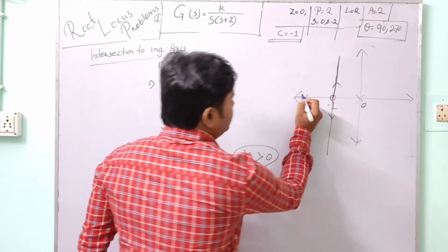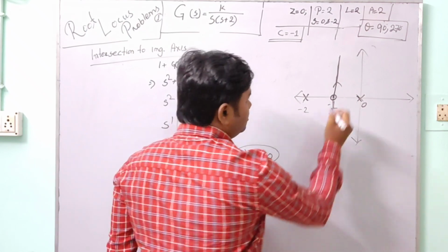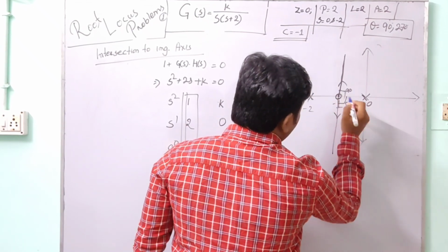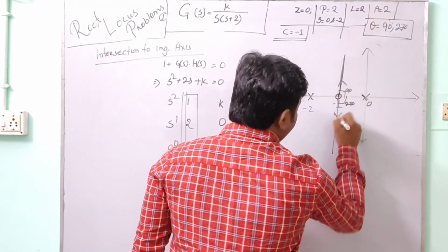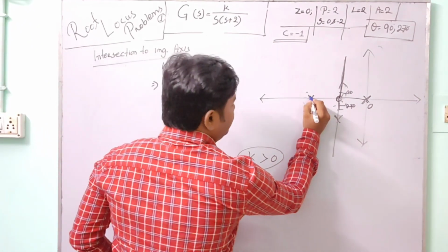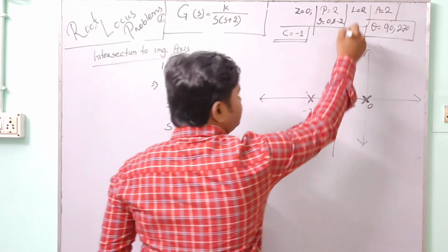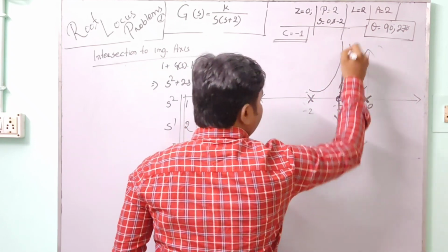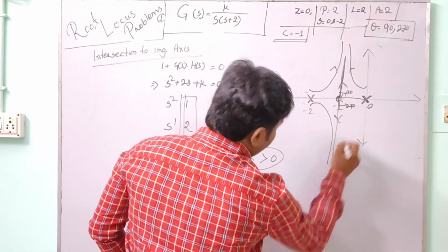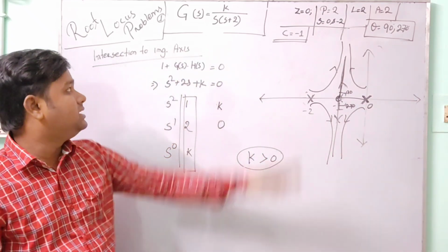So the graph will start at the poles. This is the center of asymptote, the angle of asymptote is 90 degree and 270 degree, and this is the breakaway point. By doing this problem, we have concluded that the starting points are at s is equal to minus 2 and s is equal to 0, and the ending point is towards infinity. Since it is symmetrical about the x-axis, the graph will also be like this in the other direction. So this is the root locus of the problem which is given here.